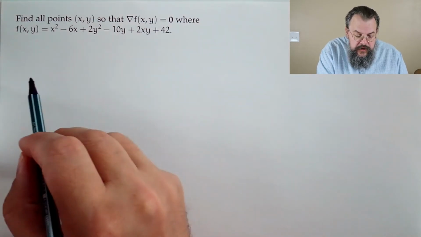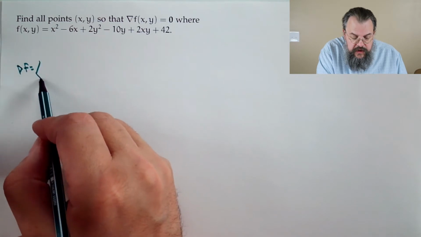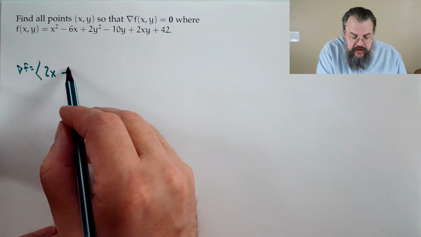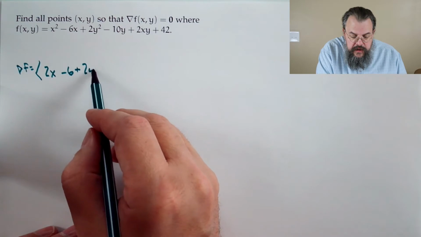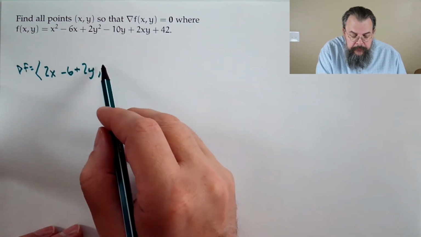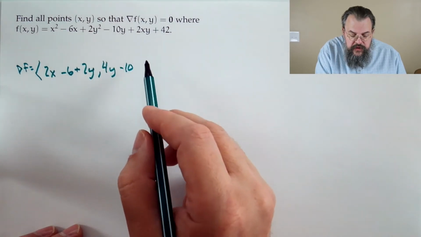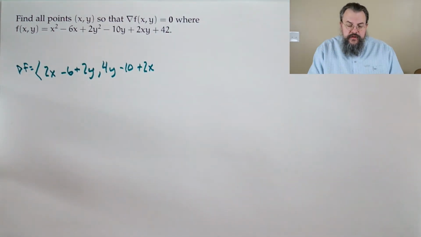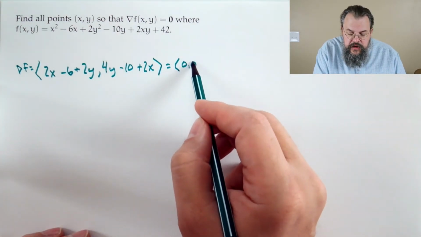So let's take our gradient. Okay, so our gradient of f, we'll just write it down. Take the derivative with respect to x, 2x minus 6 plus 2y, comma, derivative with respect to y, 4y minus 10 plus 2x. And notice, of course, the 42 goes away and all the things, and we're just taking partial derivatives, so forth and so on. So we want this equal to 0, 0.